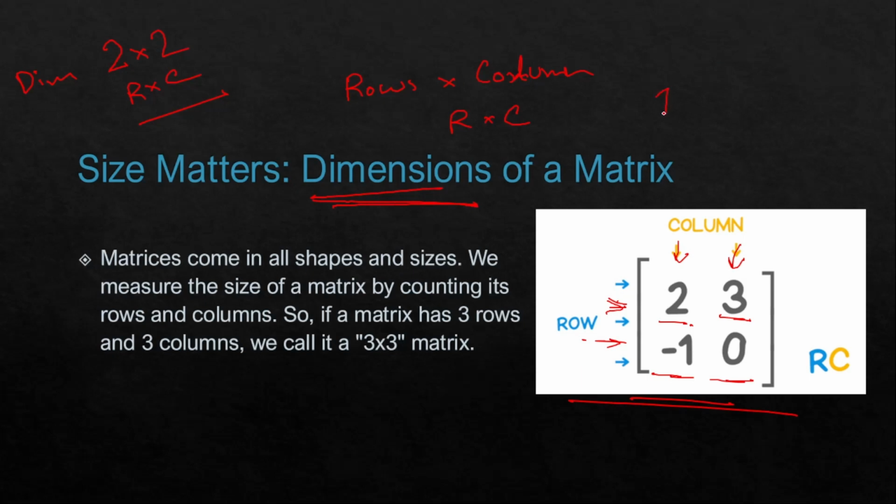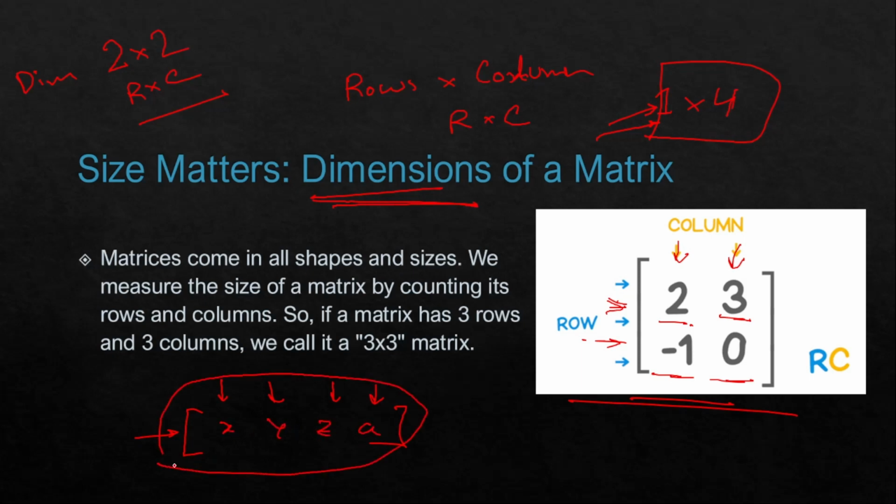So let's say we have a 1 by 4 matrix. What does this mean? What do we know from this dimension? We know the matrix's size and shape. So we can write a matrix similar to this one: one row and four columns, x, y, z, a. This is a matrix. It has one row and four columns, so the dimension is 1 by 4.